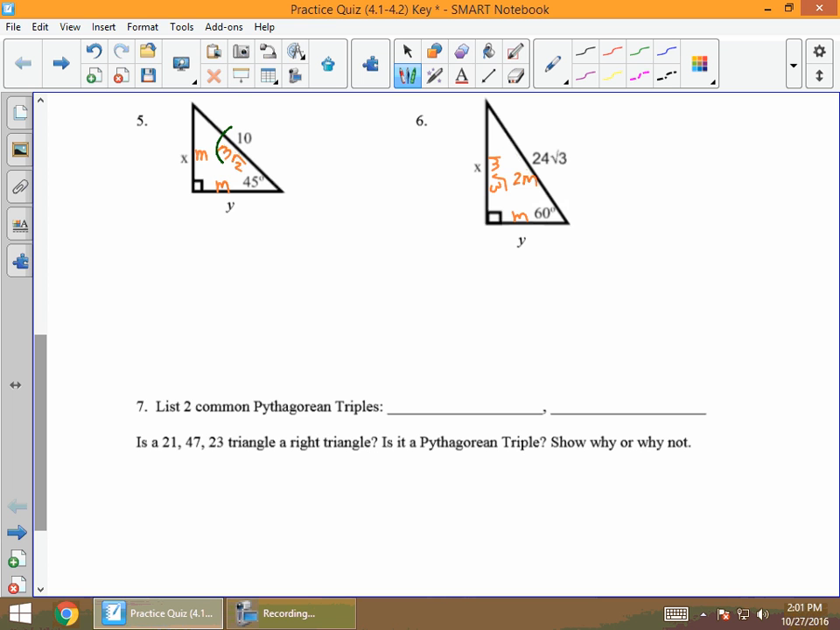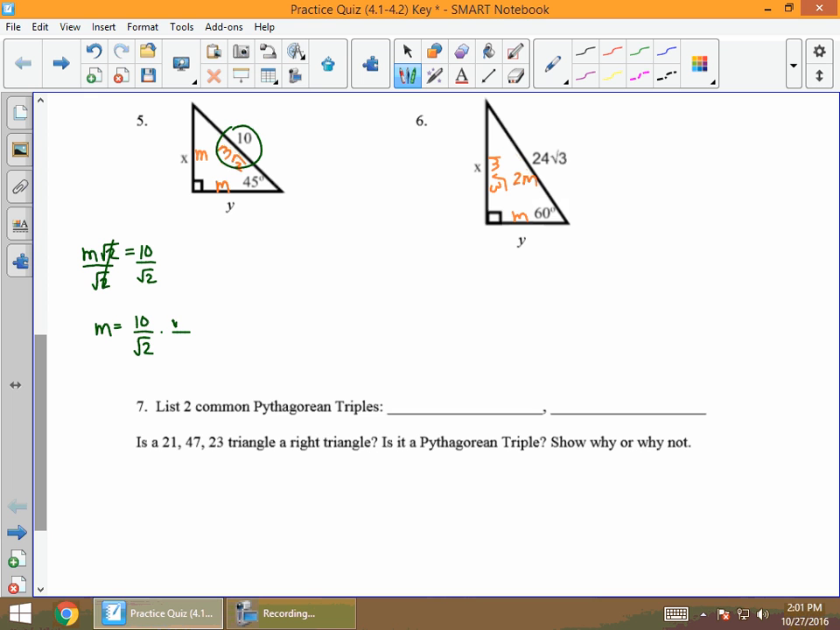So right here, m radical 2 is equal to 10. Divide both sides by radical 2. Cancel. So m is 10 divided by radical 2. And I'm not allowed to have a radical in the denominator. So I'm going to multiply by something that is the same as 1.